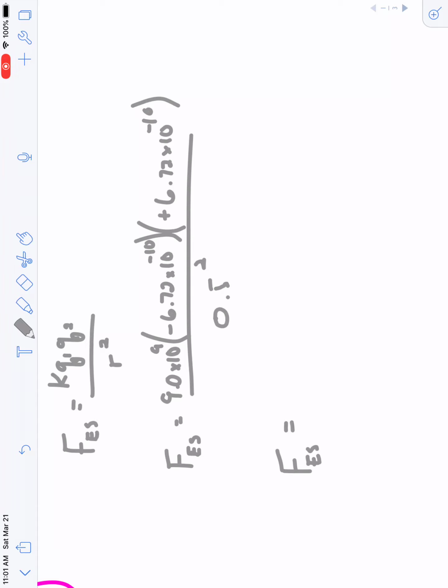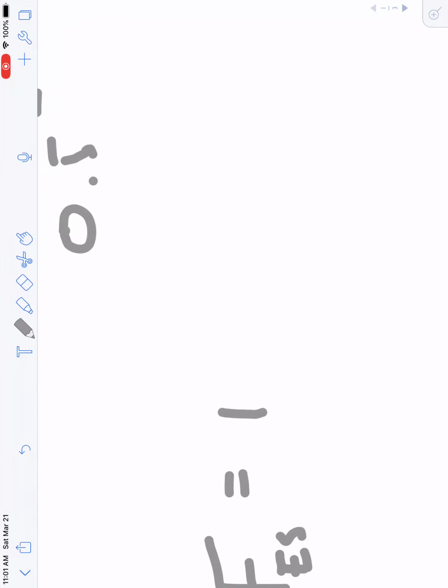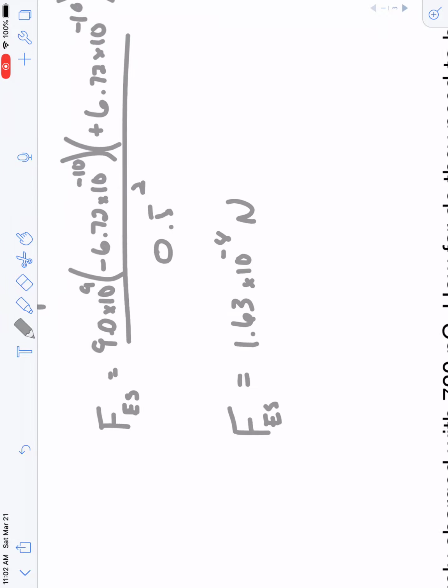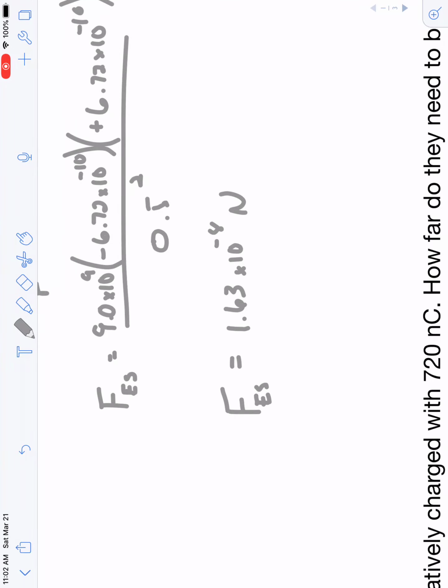And the electrostatic force I have is 1.63 times 10 to the negative 8th newtons. Let me double check that. Yes, 8 decimal places. Okay. So the electrostatic force between those is going to be 1.63 times 10 to the negative 8th newtons.